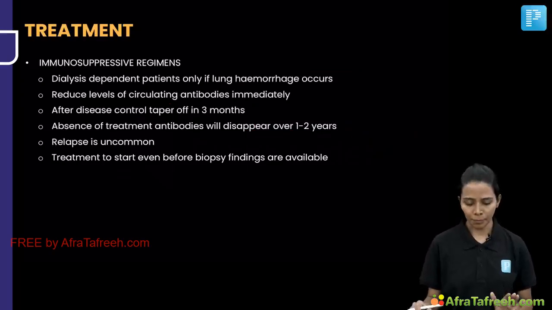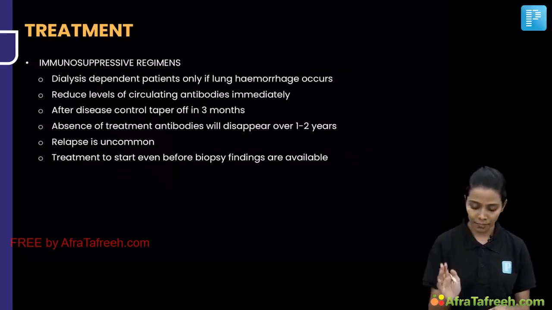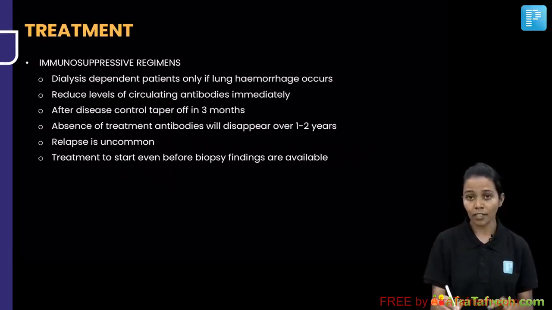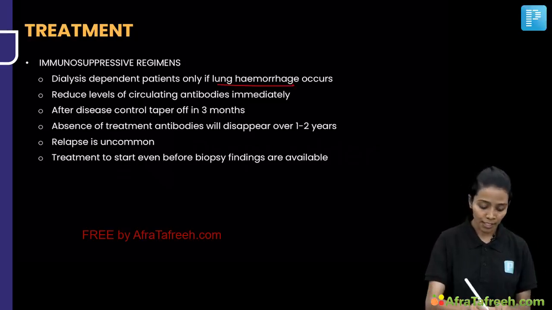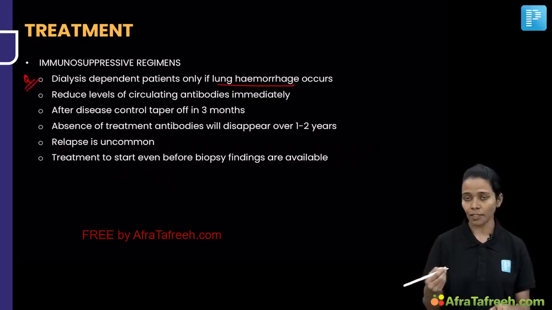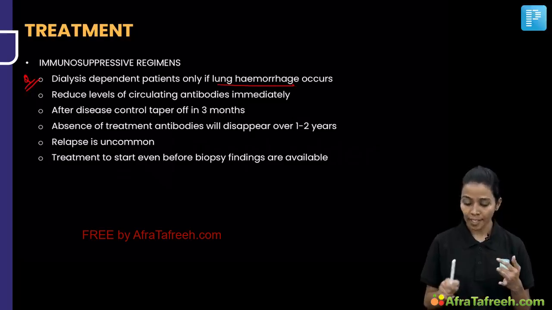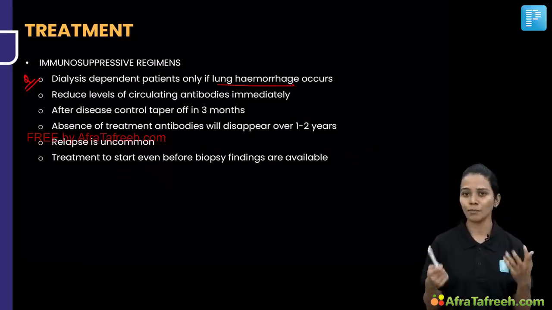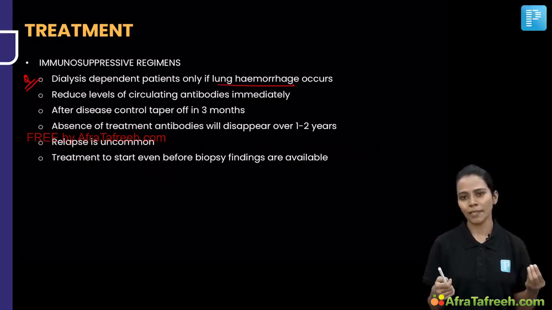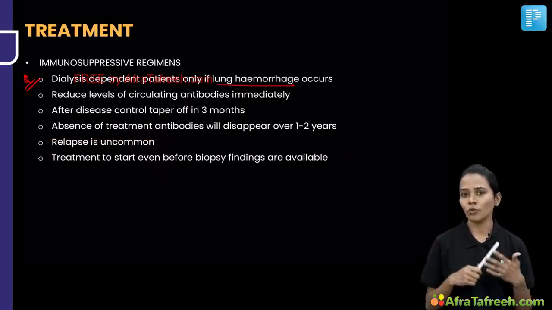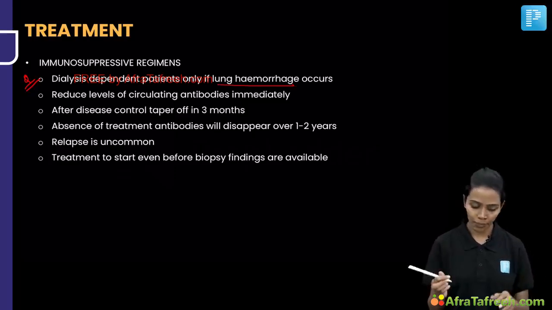So now coming to the treatment. Immunosuppressive regimens are not given to all patients. It is given to patients who are having lung hemorrhage. In a dialysis dependent patient, generally there is no use treating them with immunosuppression. That's a very important point that has been asked multiple times. In a dialysis dependent patient, only if lung hemorrhage is there will you give immunosuppression. This is because if the patient is dialysis dependent, the disease is extensive, so even if you treat, there's not going to be much point.